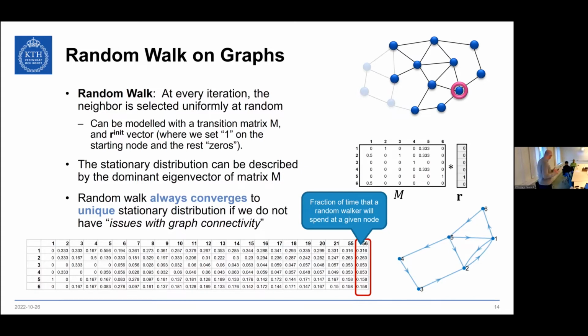Now, if we look at the questions, and you might have asked me whether we can always converge, whether we can converge to the same thing all the time. The answer is that a random walk always converges to a unique stationary distribution if we don't have issues with connectivity. And now we can discuss what kind of issues we can have.